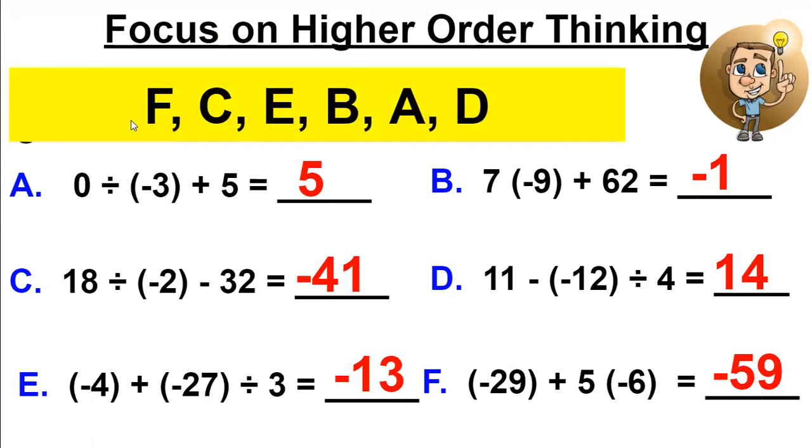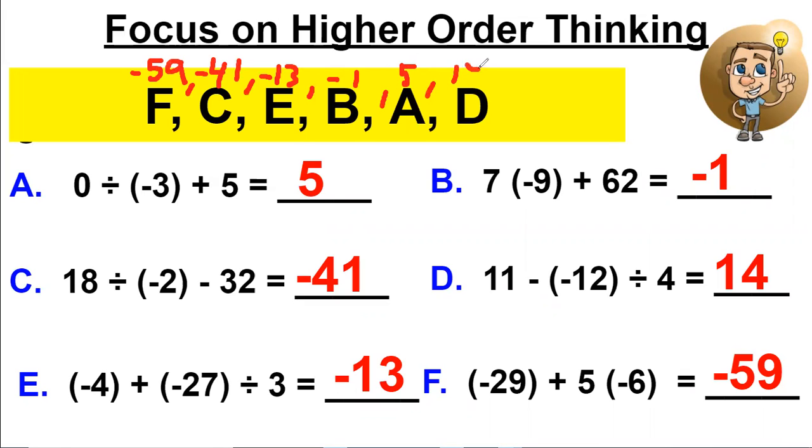F is first, that's negative 59. I'll write that by it. C is second, that's negative 41. E is next, that's negative 13. B is next, that's negative 1. A was 5, and D was 14. That is from smallest on the left to largest on the right.